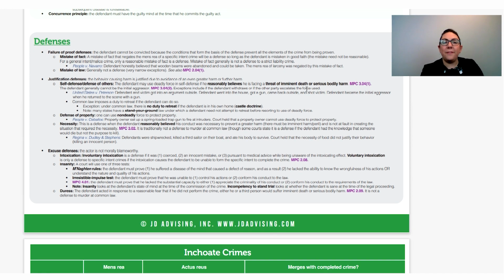The justification defenses, as I said, are where the defendant says, yes, I did that, but I had a reason. I was justified in my action. The first one is self-defense. So the defendant is saying, yes, let's say, committed the murder, but I was justified because I thought that person was about to attack me. So the rule for deadly force in self-defense is that the defendant is allowed to use deadly force if he reasonably believes that he is facing a threat of imminent death or serious bodily harm.